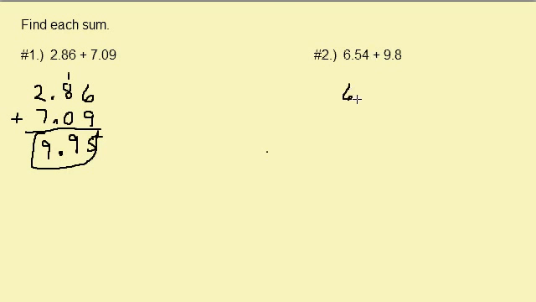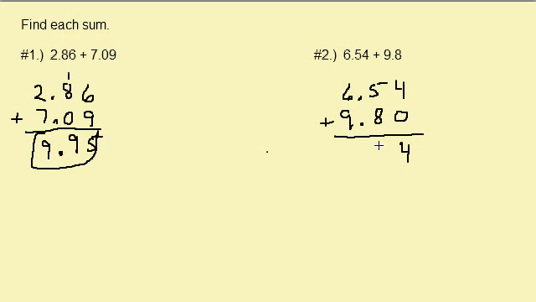Let's look at this one. We have 6.54 plus 9.8. And the important thing, remember, is make sure the decimals are lined up. And we're adding. So we can add a 0 here. So 4 plus 0 is 4.